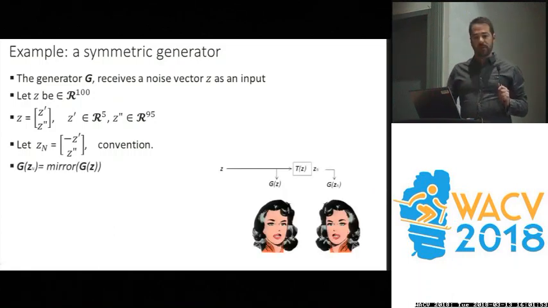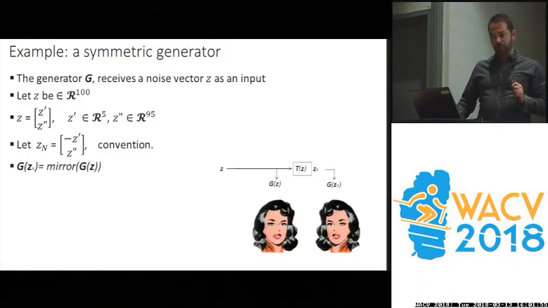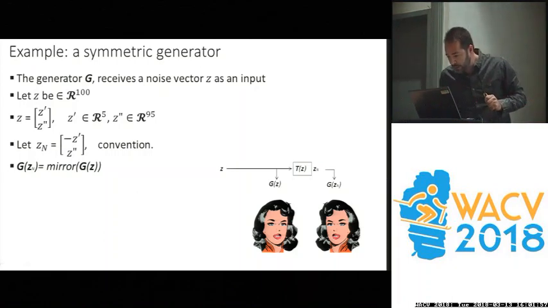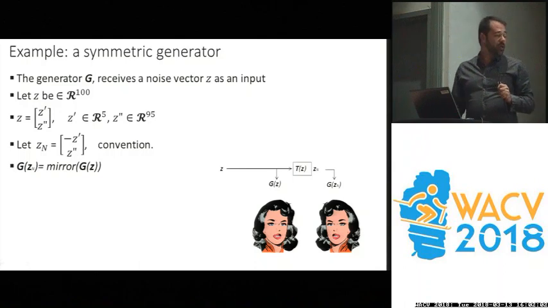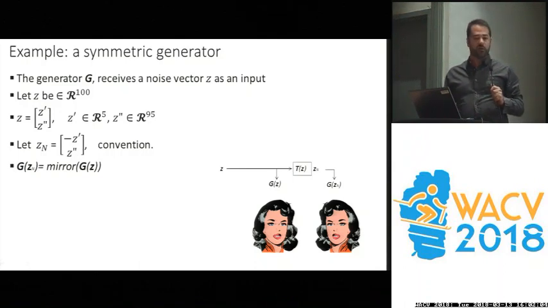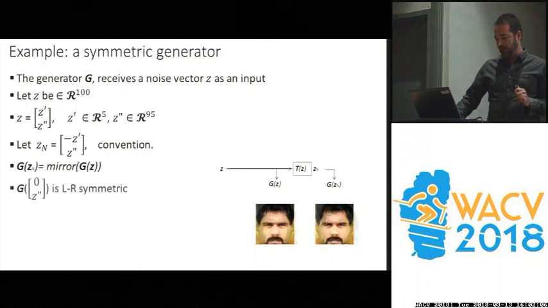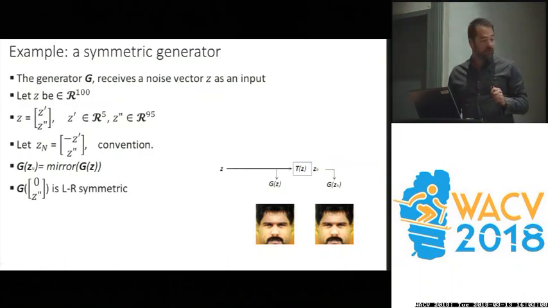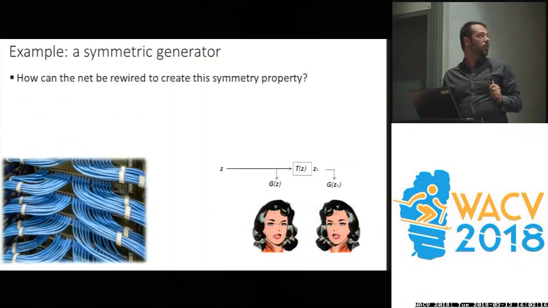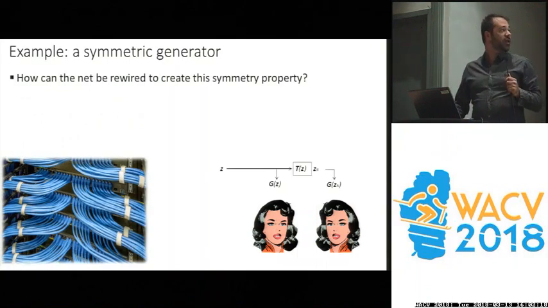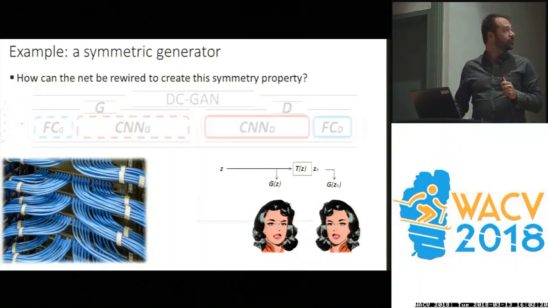So our goal is to create a generator that satisfies the following condition. G of Zn equals the mirrored version of G of Z. From this definition, when we set Z prime to 0, the output G of Z will be left to right symmetric. So how can the net be rewired in order to create this symmetric property?